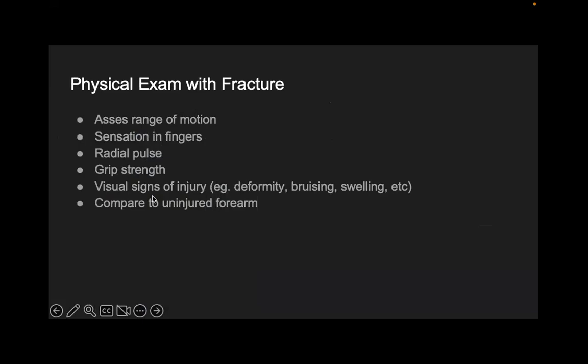Awesome. So next thing you're going to do, again, we talked about the physical exam. You're going to check for range of motion, specifically, like we talked about, if you are suspecting a dislocation of either the DRUJ or the proximal radial head. You're going to check for sensation. You're going to check for pulse. You want to check their grip strength, and look for any signs of injury, deformity, bruising, swelling, etc. And then you're always going to compare this to the uninjured arm. That's the rule of thumb.